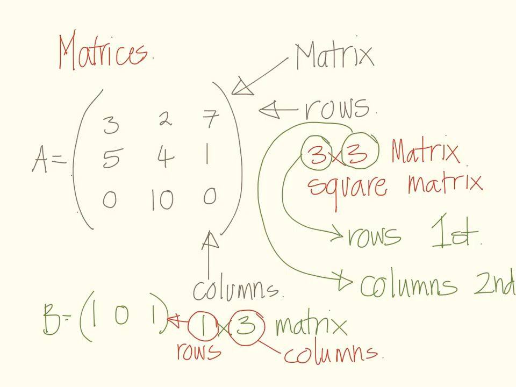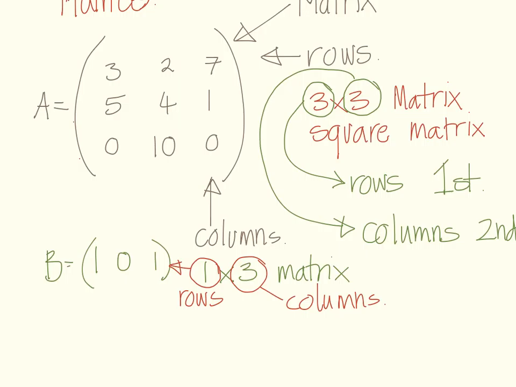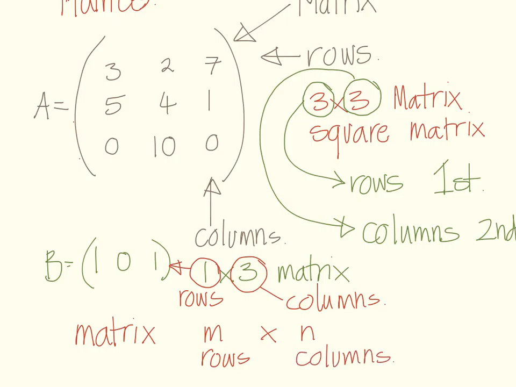Just 2 more things that I want to make clear about matrix notation at this point is that in maths we will refer to a matrix as having m number of rows and n number of columns. Okay, just make sure that you write that in your notes.